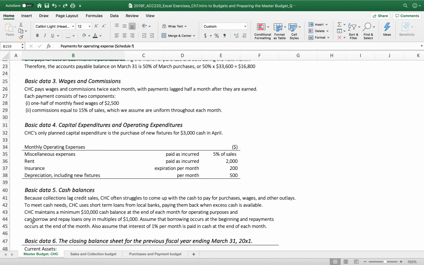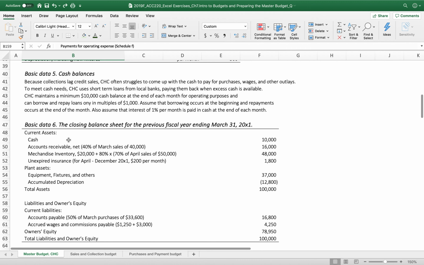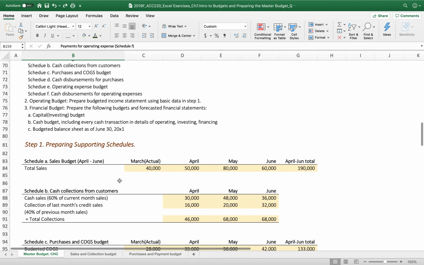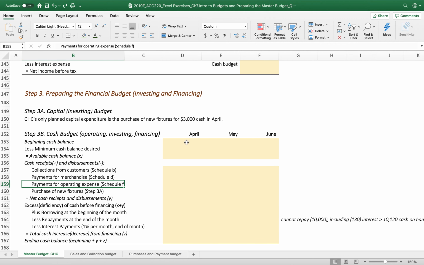Assume that borrowing occurs at the beginning and repayment occurs at the end of the month. Also assume that interest of 1% per month is paid in cash at the end of each month. Those are all the cash balance information. Then we have $10,000 cash as the ending balance on March 31st. So keeping that in mind, let's start working right away.